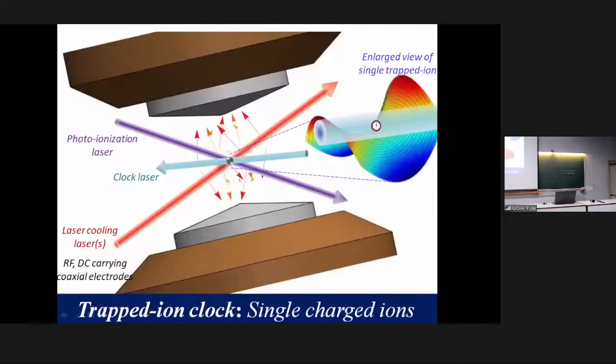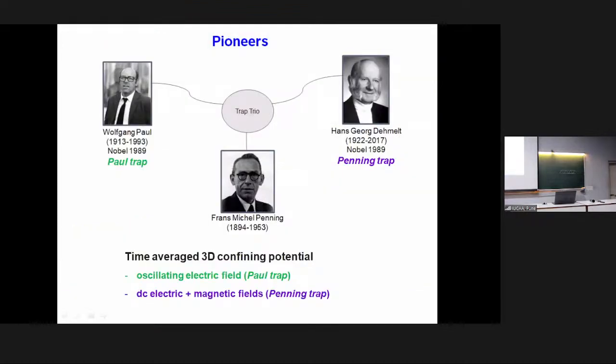Okay, now I will spend a little bit of time to explain the trapped ion, and after that I will explain the trapped neutral atom. So this is just a pictorial representation of the trapped ion. The person who first thought that ions can be trapped using an electrodynamic force is Penning.